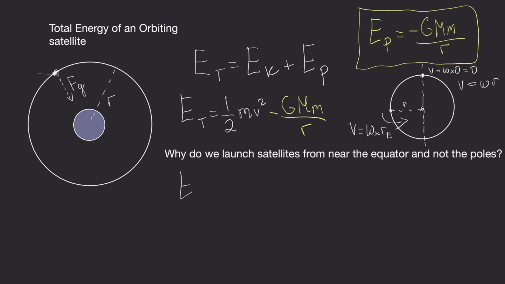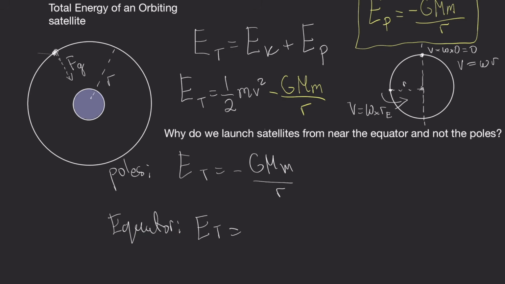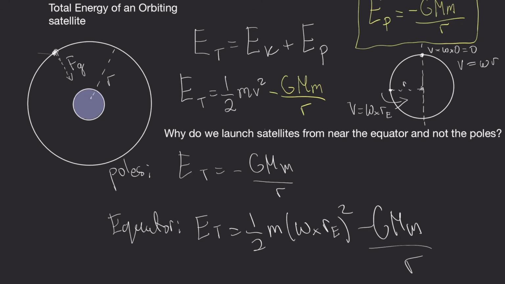At the poles, the total energy is just going to be equal to minus GMm over r, so we're going to need to input a lot more energy to reach the 0. So this is at the poles. At the equator, the total energy will be a half mv squared, which is omega multiplied by the radius of the Earth, squared, take away GMm over r. So we're going to need to expend less energy to launch a rocket from near the equator.